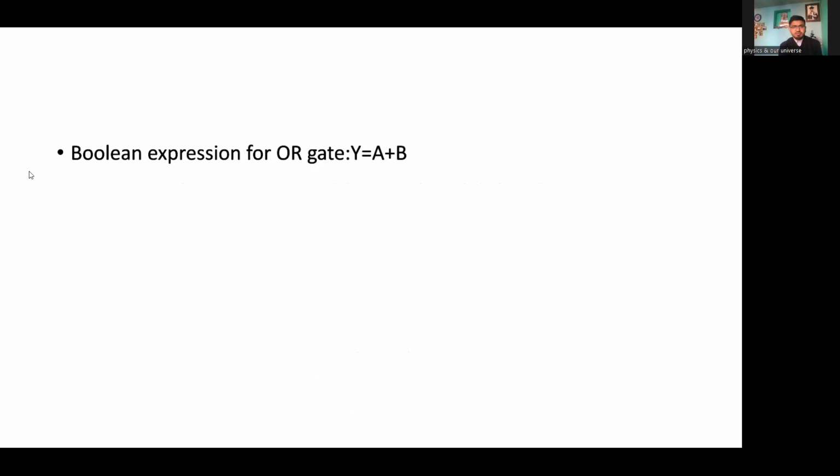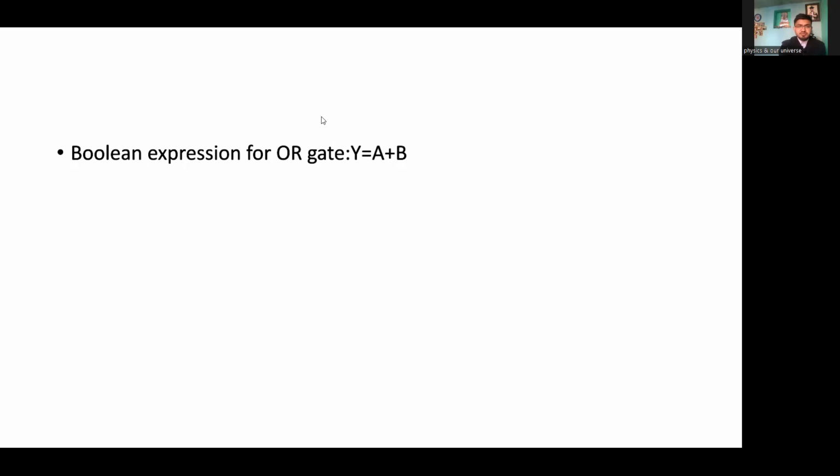This is the Boolean expression for the OR gate. On the basis of this operation, the output terminal will vary. If the input is 0 1, then Y equals 1, that's why it is high. So if any one of the inputs is high, the output will be high. If both inputs are low, the output will be low. That is the OR gate.